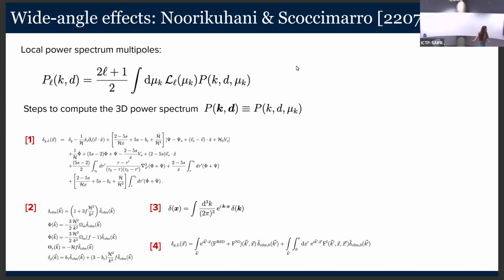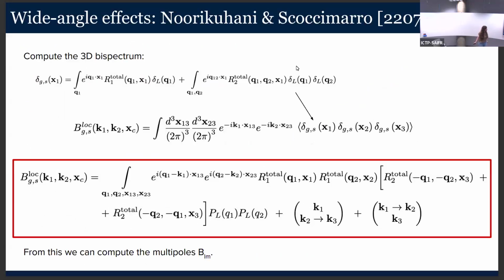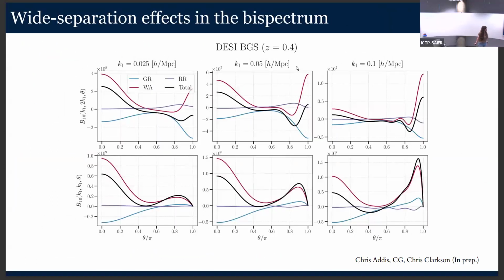I'm still a bit confused, but can you have wide angle effects without going to GR? Yes. For example, this is when you take your Kaiser term and you do that expansion. So you take your bispectrum, regular Kaiser, exactly, yes. GR here means, assuming plane parallel, you have your bispectrum that you expect.